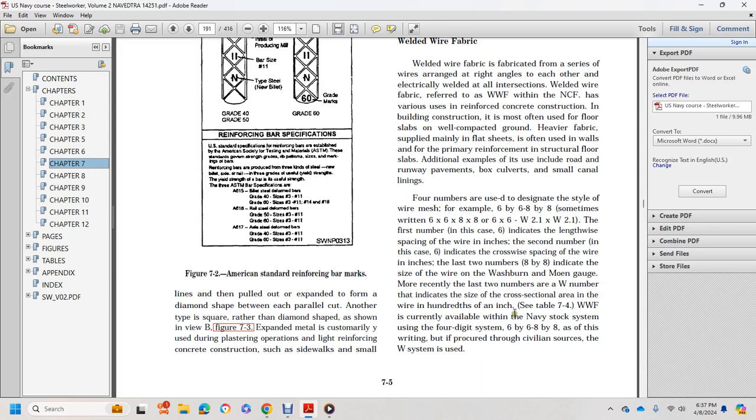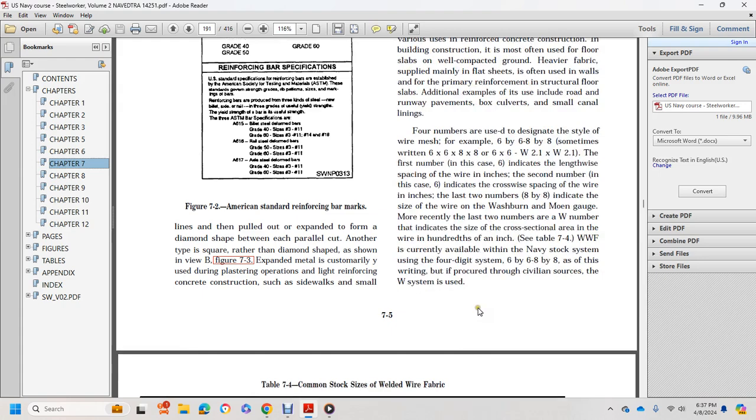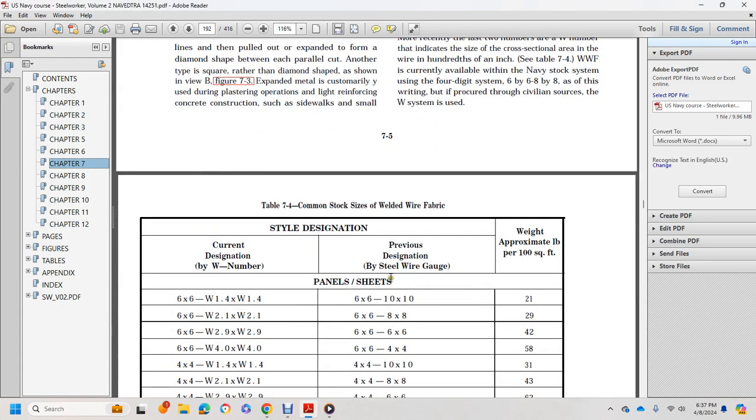WWF is currently available in the Navy stock system using the four-digit system, 6 by 6 by 8 by 8, but when procured from civil sources the W is used. Table 7.4 shows common stock sizes of welded wire fabric. Current designation is the W number. The previous designation was steel wire number. Weight is approximate per 100 square feet.